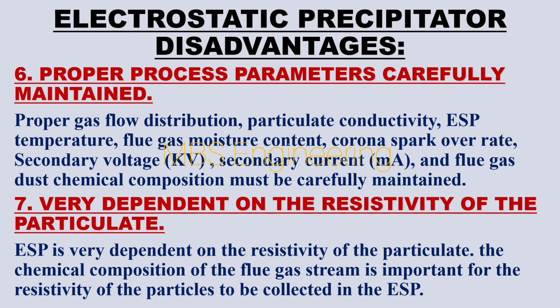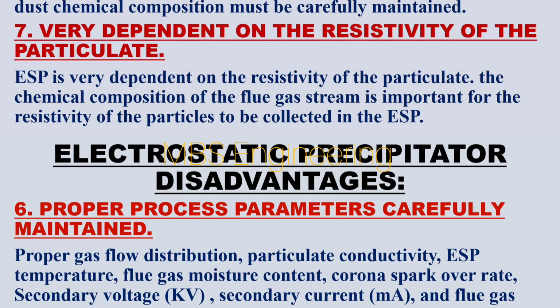Next, the seventh disadvantage is very dependent on the resistivity of the particulate. ESP is very dependent on the resistivity of the particulate. The chemical composition of the flue gas stream is important for the resistivity of the particles to be collected in the ESP.